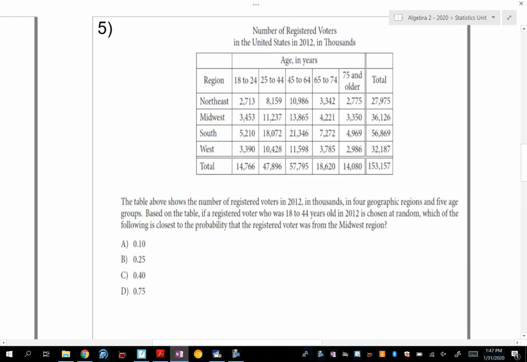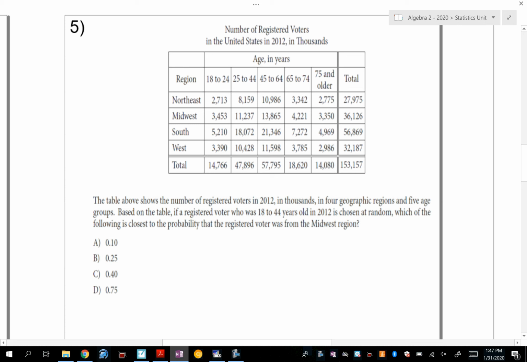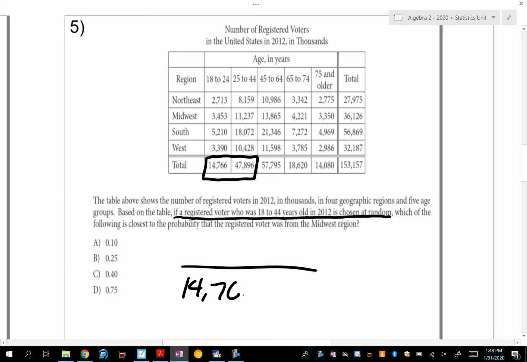Okay. Number 5 was a pretty good one, kind of similar to the one where we had to look at the dreams. You've got this question: if a registered voter who was 18 to 44 years old in 2012 is chosen at random. And you'll notice when you look at this breakdown, that's not one of the breakdowns. It's actually 2 of the breakdowns together, 18 to 44. So that's another way the SAT will try to mess you up. So the denominator is actually those 2 together.